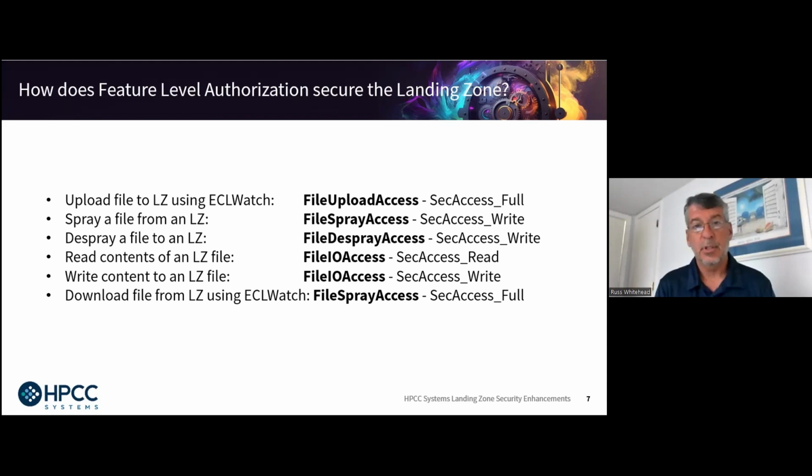For instance, file I/O access, that's used to read and write contents. You need different sets of permissions to do different operations. Obviously, to read the contents of a landing zone file, you need read access. To write contents to a landing zone, you need a greater level of write access, which includes read.